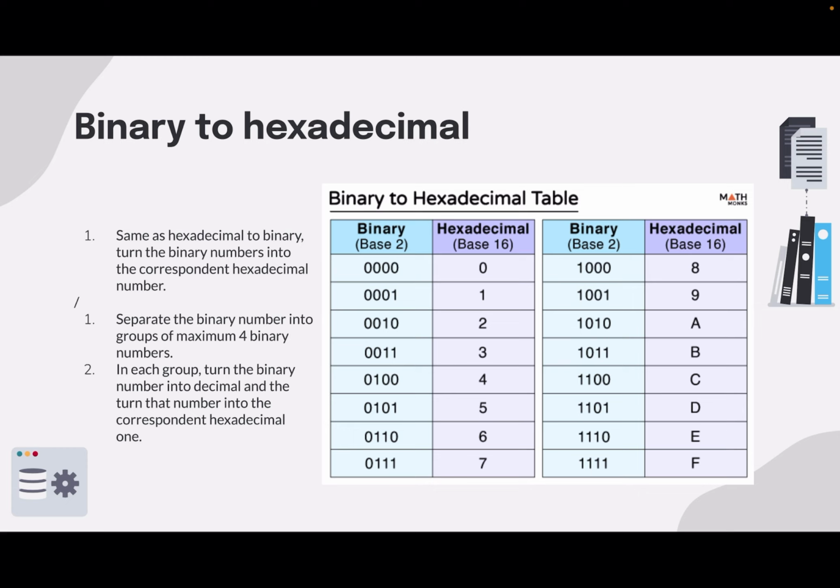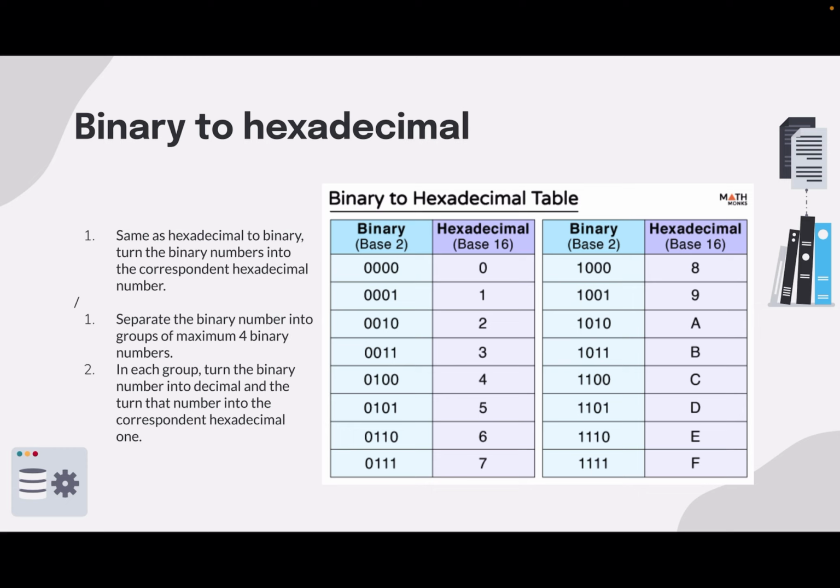However, if the binary numbers are more than 4, then you first need to separate the binary number into groups of maximum 4 numbers. And then you can turn the binary number into the corresponding hexadecimal one.